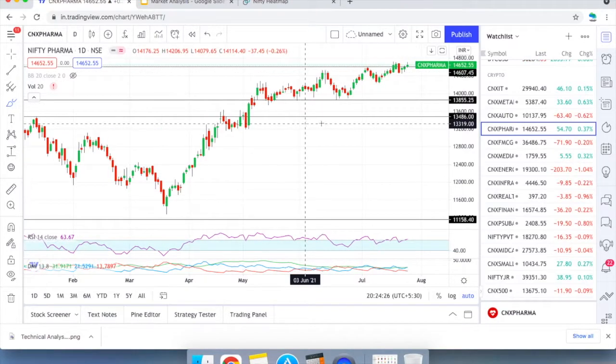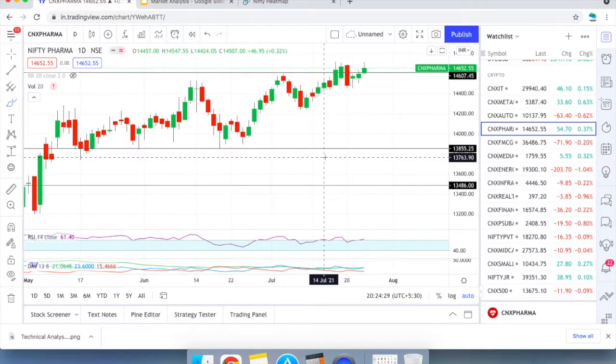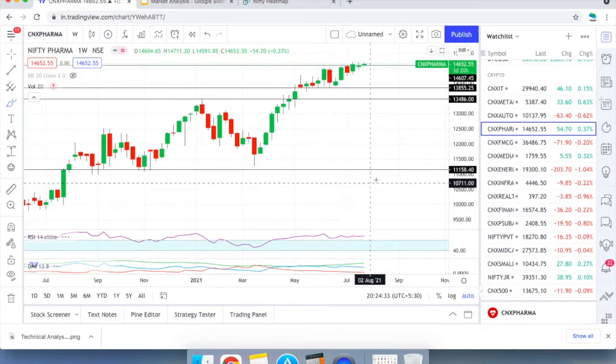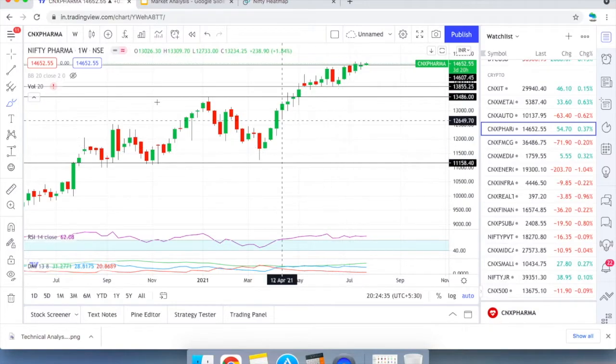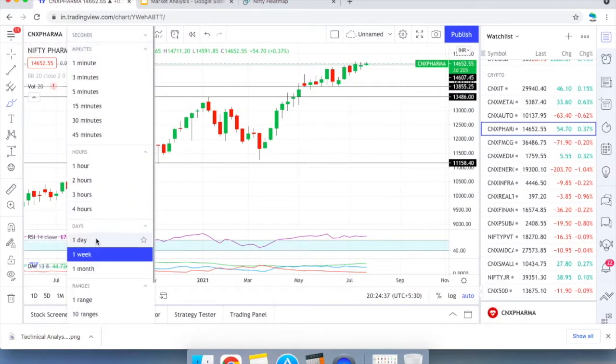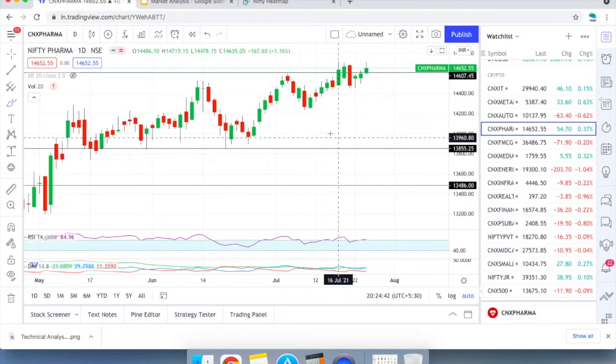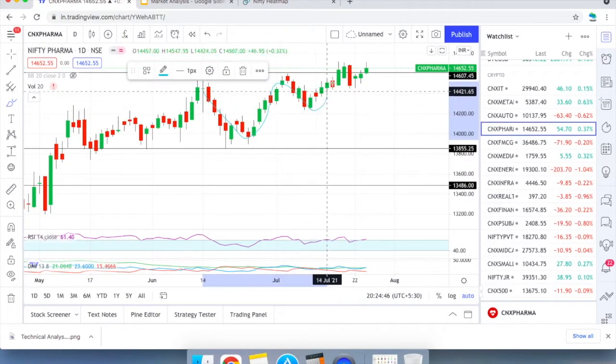Pharmaceuticals, you can see that it is in a breakout, right? Pharma is having a breakout, right? On the weekly, if you see, it is on the verge of breaking out, right? Pharma is kind of a W pattern breakout, right? That is exactly what is happening here.